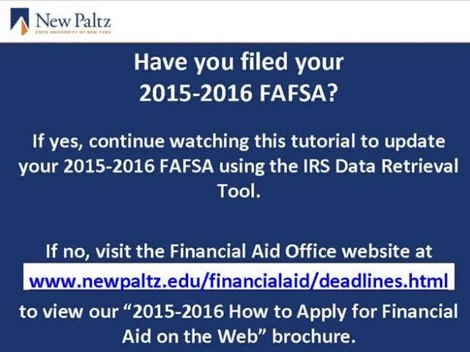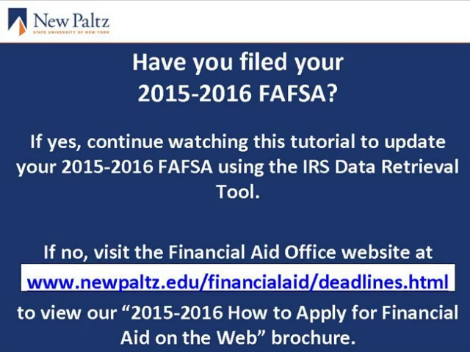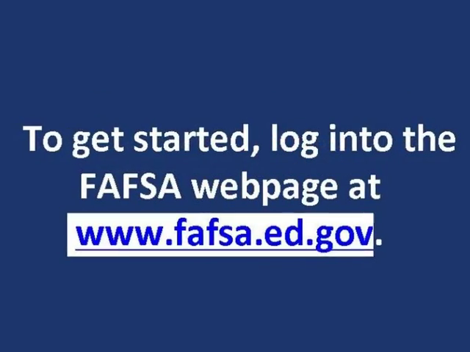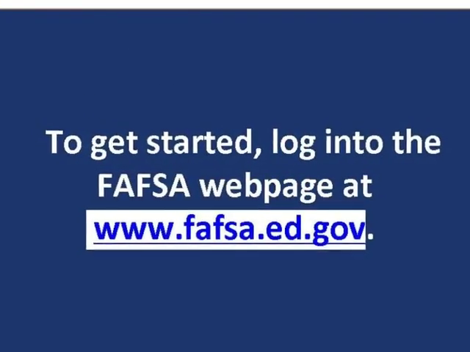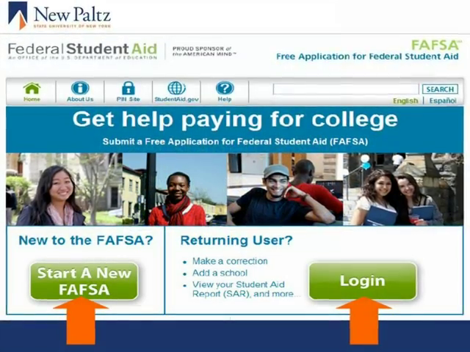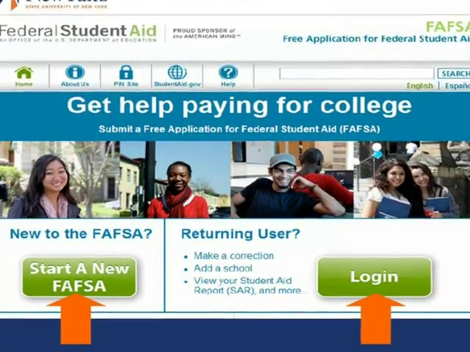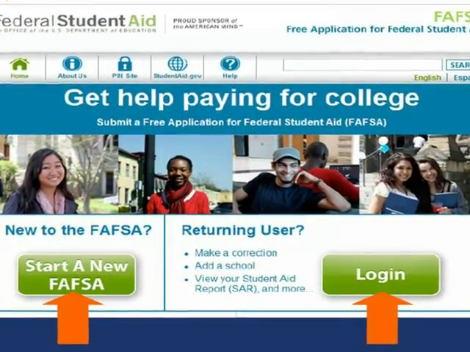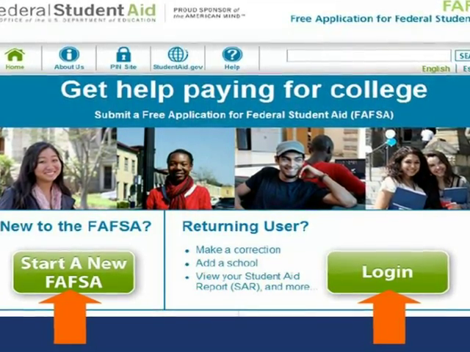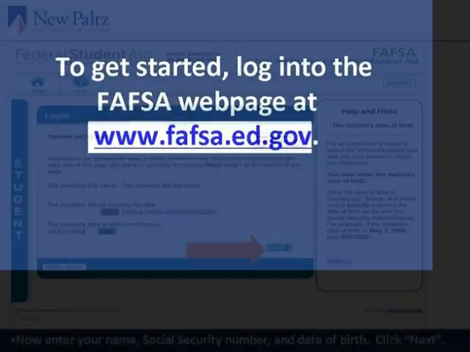This tutorial is meant for financial aid applicants who have already filled out their 2015-2016 FAFSA application and want to update it using the online IRS data retrieval tool. To get started, log into the FAFSA webpage at www.fafsa.ed.gov. If you have already filled out the 2015-2016 FAFSA application, you will have the option to click on Login to make FAFSA corrections. To begin filing the 2015-2016 FAFSA, click Start a new FAFSA.